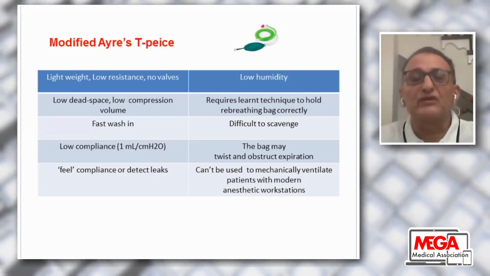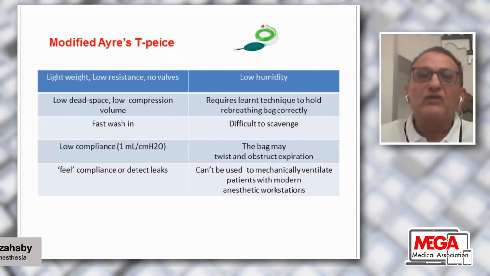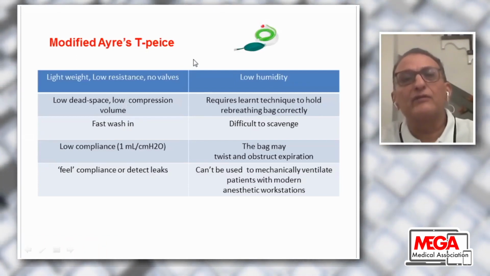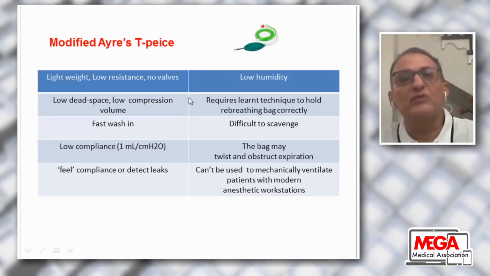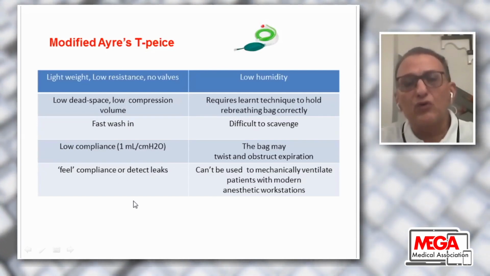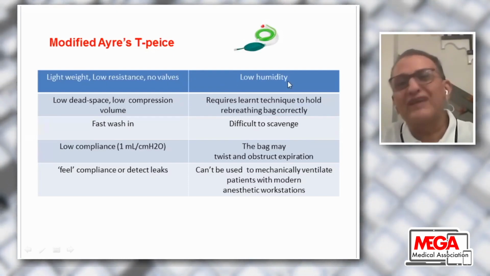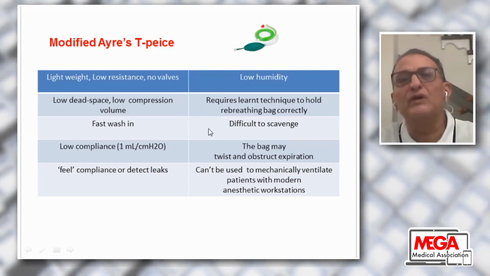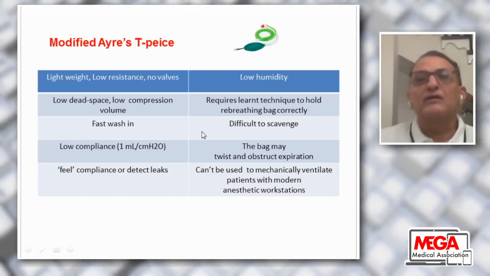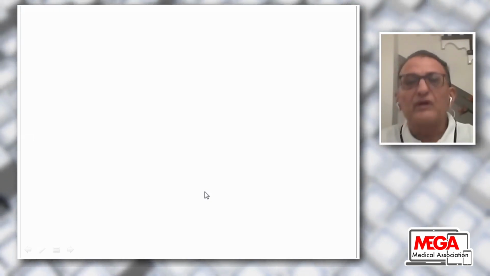We all know that the breathing circuit most frequently used is the modified Ayre's T-piece. So let's see what will happen with this respiratory feature. We use the modified Ayre's T-piece because it's light, it has low resistance, no valves in it, the dead space is low, compression volume is low, gases go in and out fast, and the compliance of the circuit is low, and of course we can feel the compliance of the lungs and chest wall. However, most of the gases are dry, with very low humidity, and it needs a learning curve to properly use it to the desired volume and pressure. And of course, it's difficult to scavenge. The bag may get obstructed and unused.